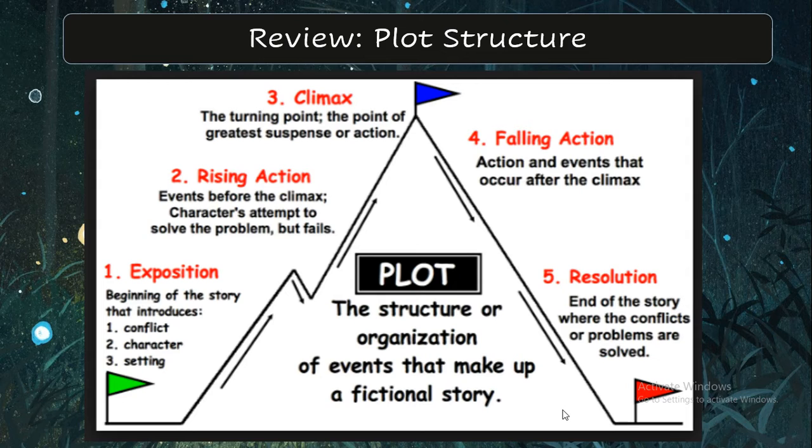And then, of course, you have your climax. We all know this is the turning point. The greatest suspension happens here at the top of our diagram. And that's just when we have our most suspenseful action in the story.